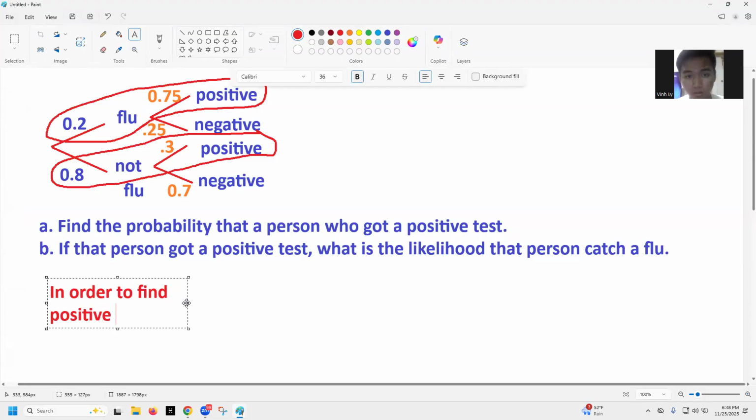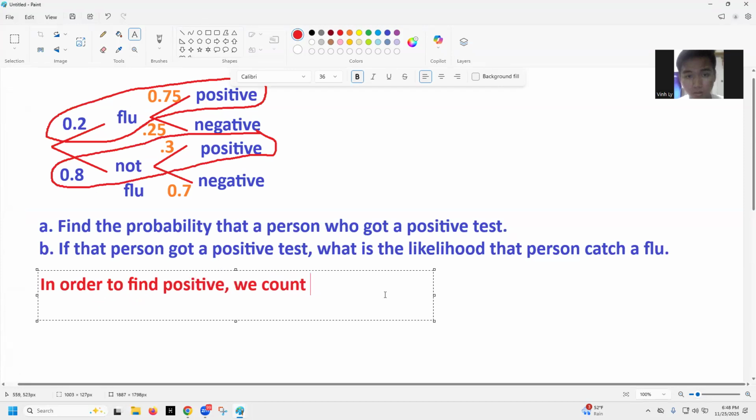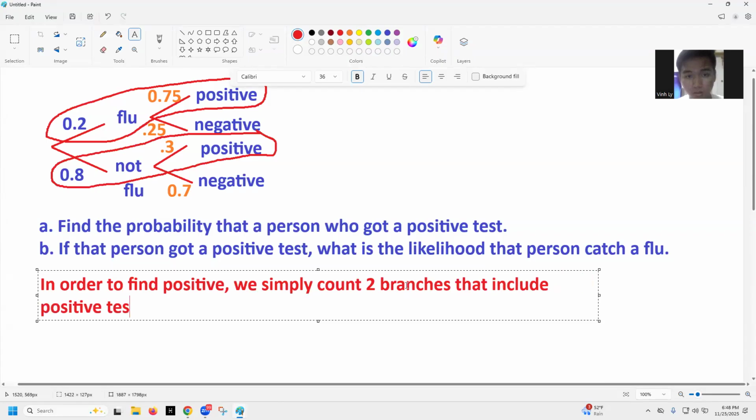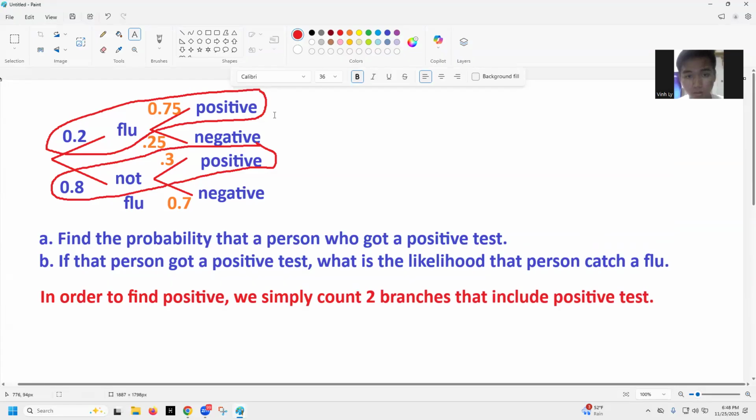Positive, equal over 100%. We count, we don't divide for the first one, we simply count the two branches that include a positive test. Okay. So this one is the false positive, this one is the true positive. Correct?